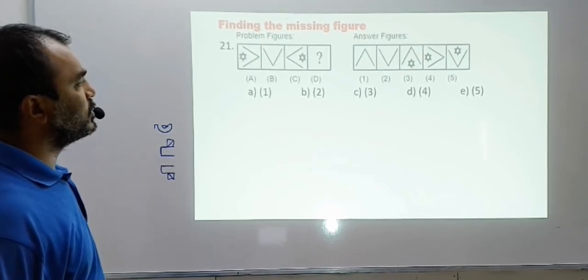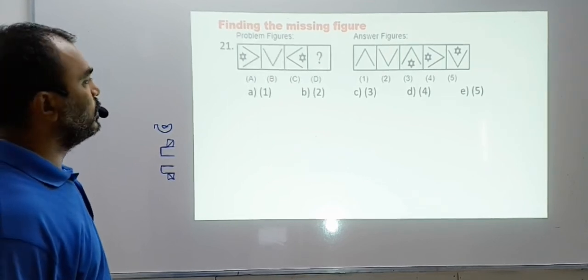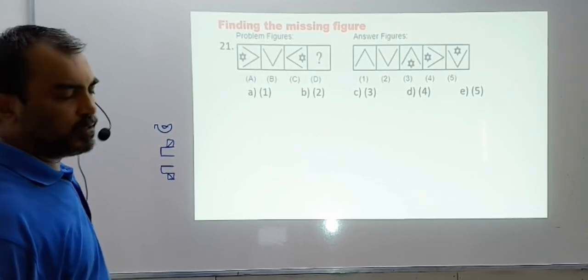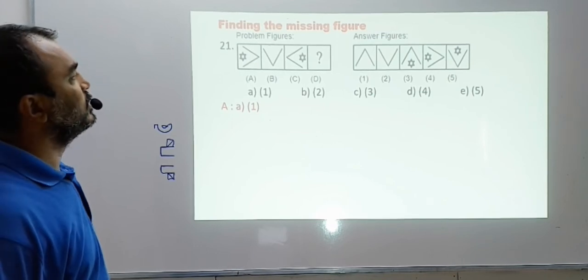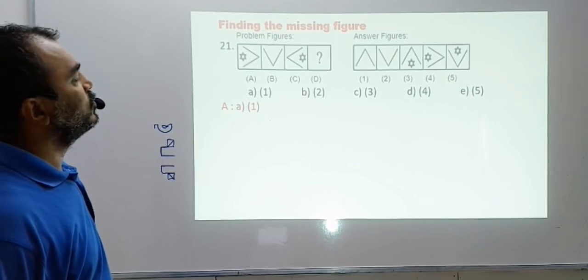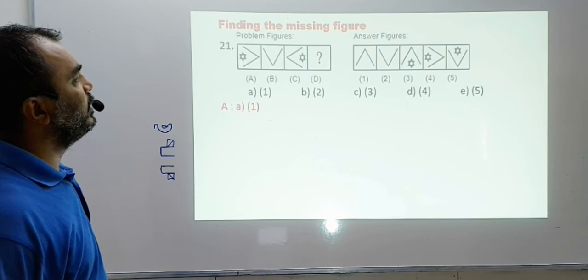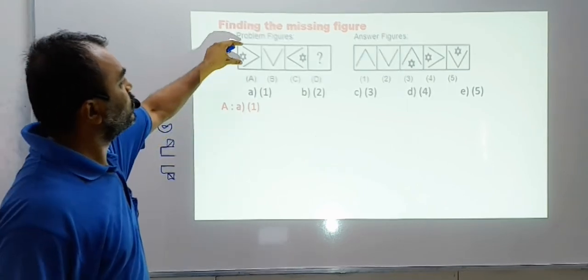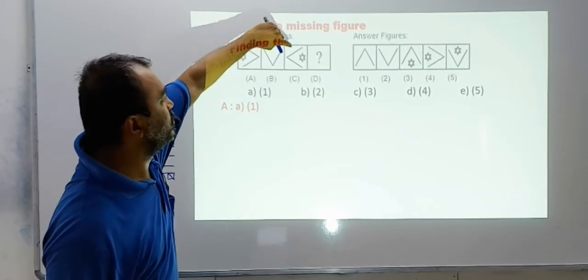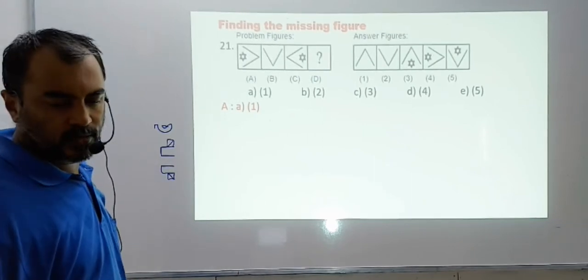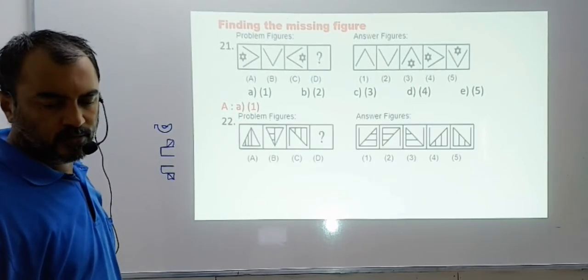Have you chosen your answer? Very quick one. Yes, are you done? Then the answer is yes. What you can see, it is moving 90 degree in the clockwise direction. So this triangle turned down, so this triangle should turn up. A is the answer. And the last question for the day.